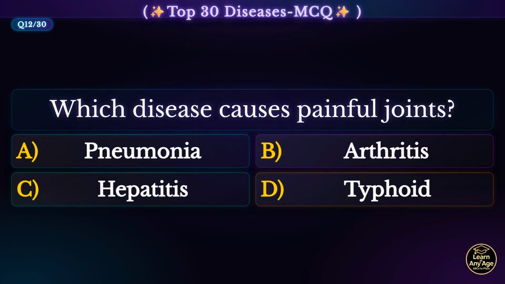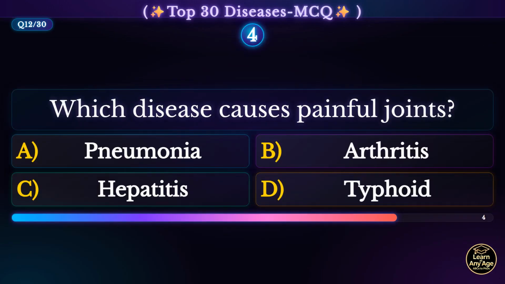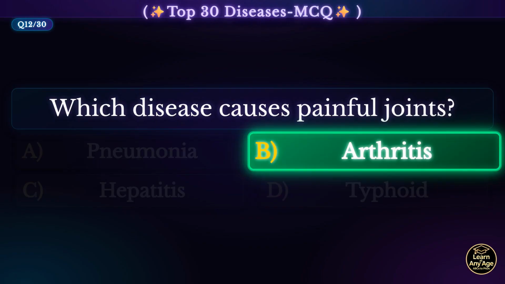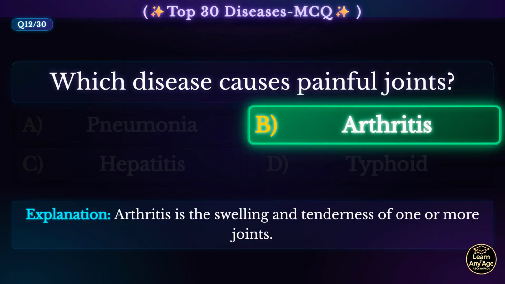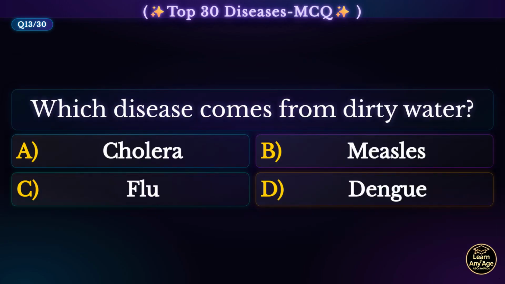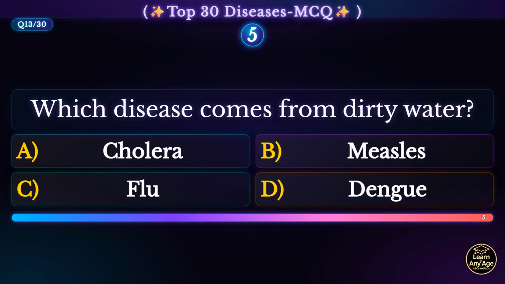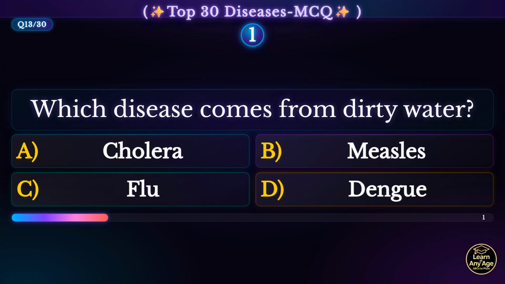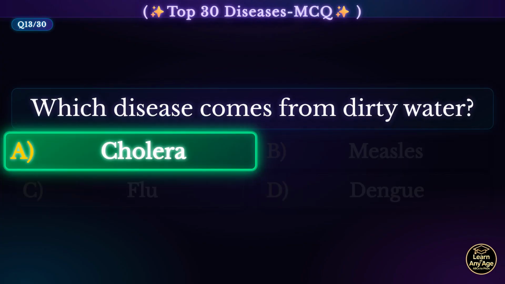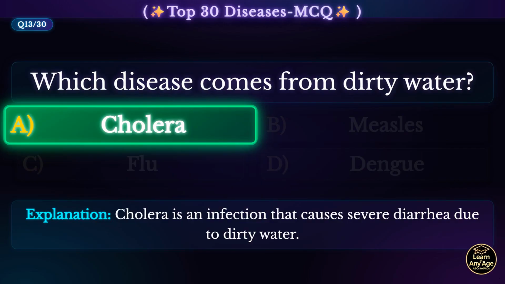Which disease causes painful joints? Arthritis. Arthritis is the swelling and tenderness of one or more joints. Which disease comes from dirty water? Cholera. Cholera is an infection that causes severe diarrhea due to dirty water.